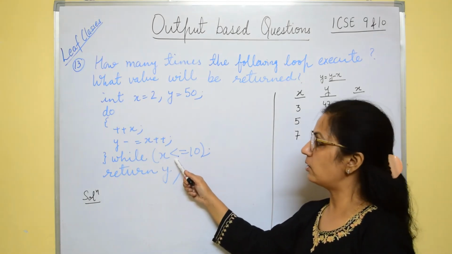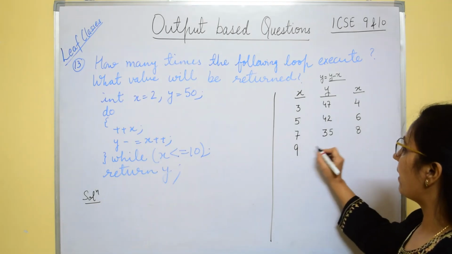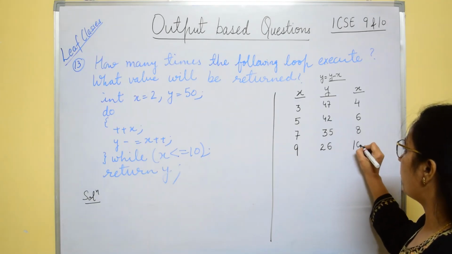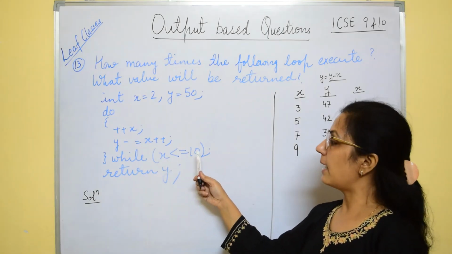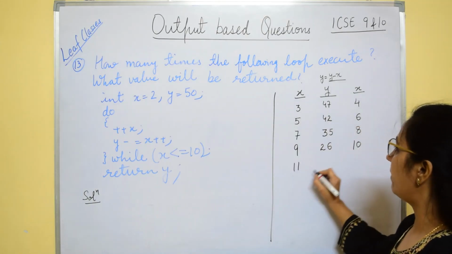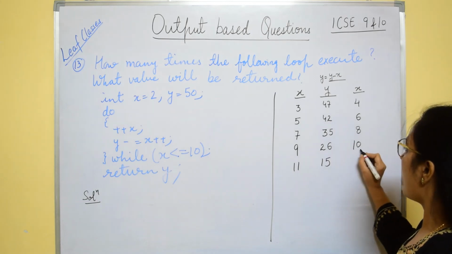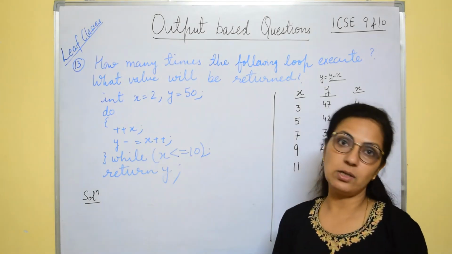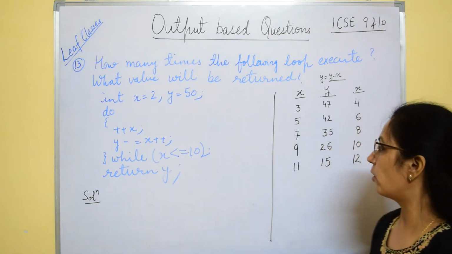Now also the condition is true, again it will come here, it will become 9, 35 minus 9 is 26, then the value of x will be incremented to 10. 10 is less than or equal to 10, yes, the condition is true, again it will come into the loop, it will become 11, 26 minus 11 is 15, and the value of x will become 12. Now 12 is less than or equal to 10, no. Now the condition becomes false and it will come out of the loop.